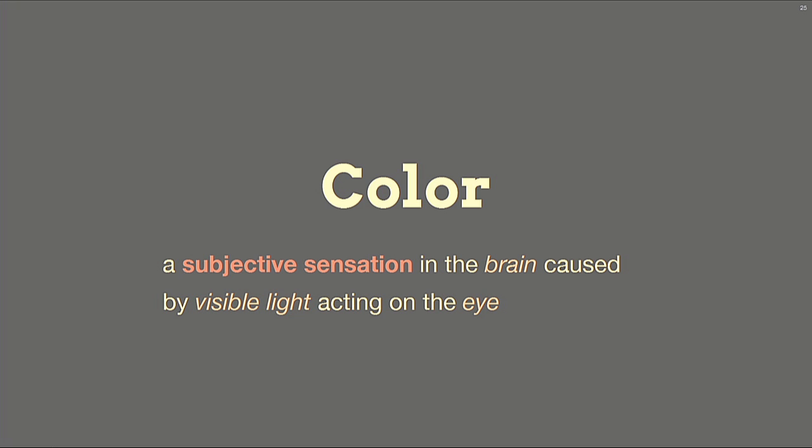Okay, so color. What we know about color is it's a subjective sensation in the human brain. And it's caused by visible light acting on the human eye and then going through a whole bunch of layers of neural processing. Okay, that's a great definition. That tells us about color. What can we do with this?